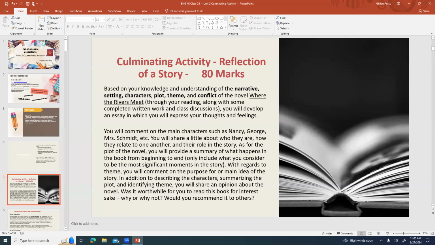You're going to comment on the main characters, like Nancy, George, Mrs. Smith. You will share a little bit about who they are, how they relate to one another, and their role in the story. As for the plot of the novel, you'll provide a summary of what happens in the book from beginning to end, but only include what you consider to be the most significant moments in the story.